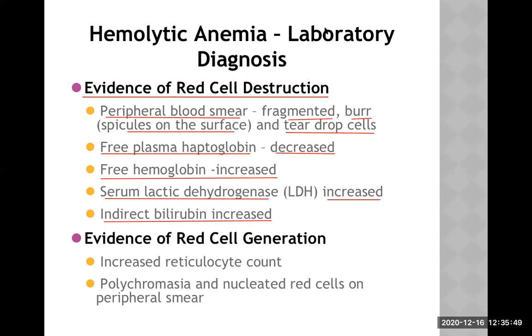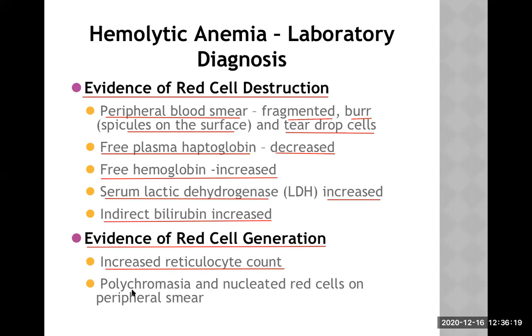Now, another wing of the diagnosis is evidence of red cell generation, and that is shown by an increased reticulocyte count. We already talked about this. Normally, the reticulocyte count is less than 2%; 1 to 2% is normal. If it is more than 2%, that is a high reticulocyte count. It indirectly tells us the bone marrow is hyperfunctioning, and this may be a case of hemolytic anemia.